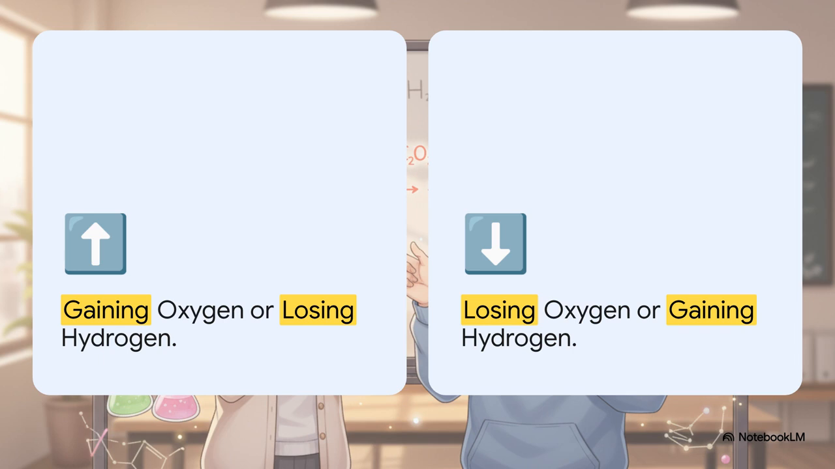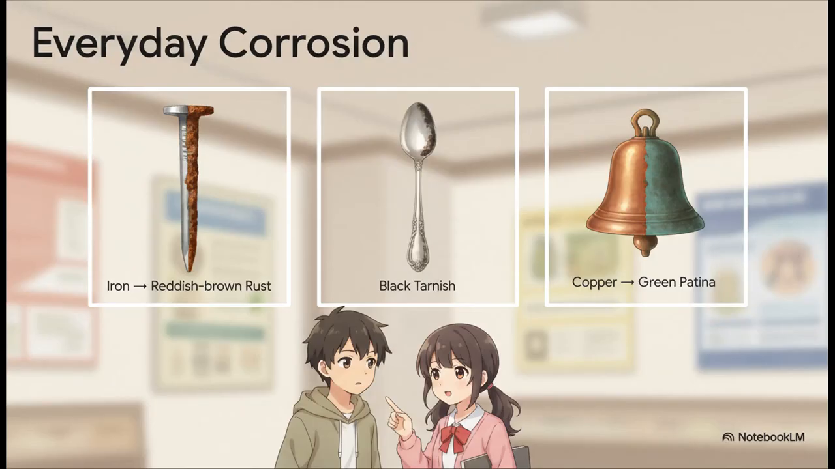Here's a little trick. Just focus on remembering one of them. The other one is just the reverse. So where do you see this in real life? Corrosion. It's all around us. You know, the reddish-brown rust on iron? That's oxidation. The black stuff that forms on old silver jewelry? Oxidation. And that green layer you see on old copper statues? Yep, you guessed it, oxidation. These are perfect examples to use in your exam.